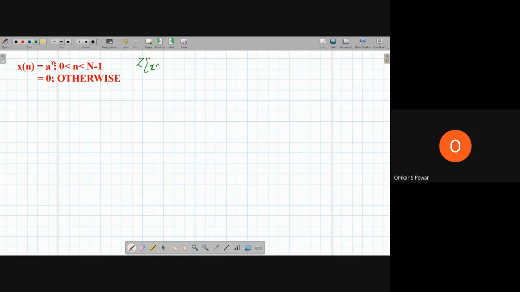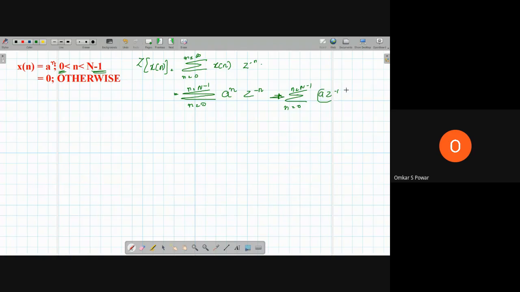So Z transform of x of n is equal to summation n varies between 0 to infinity x of n z power minus n. Now what is your x of n? X of n is nothing but a power of n. What is the range? 0 to N minus 1. So let us substitute that. Your x of n is a power of n, the range is 0 to N minus 1, times z power minus n. How can you simplify this further? Summation n varies between 0 to N minus 1 of a z to the power of minus 1 whole to the power of n. It is similar to one formula. How can you simplify this one?